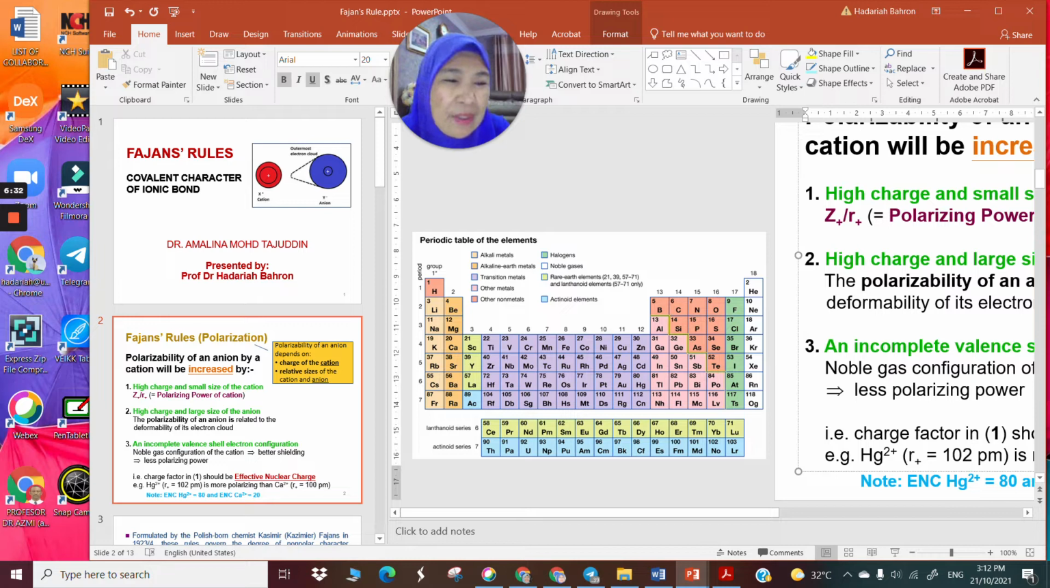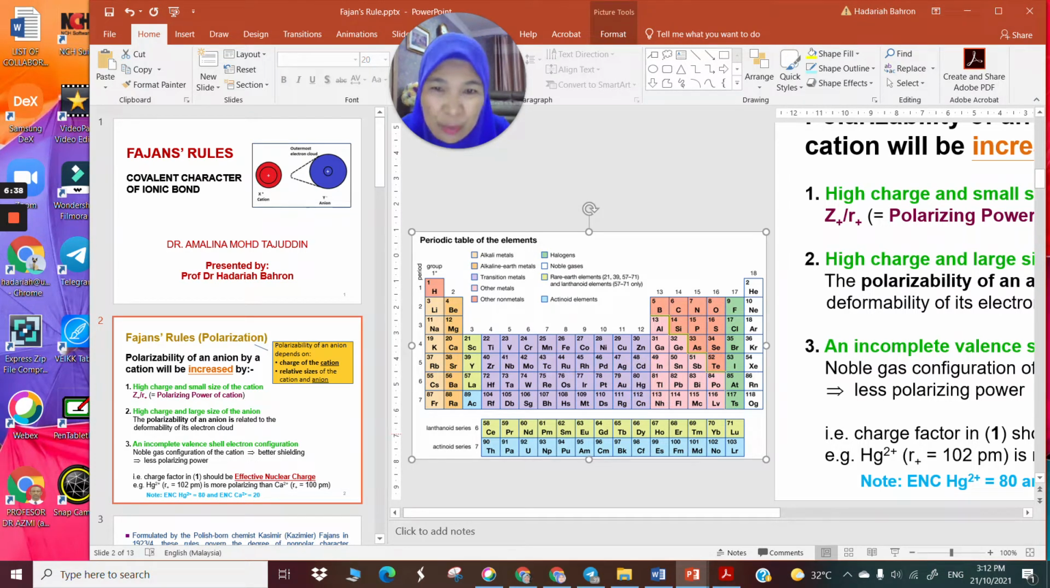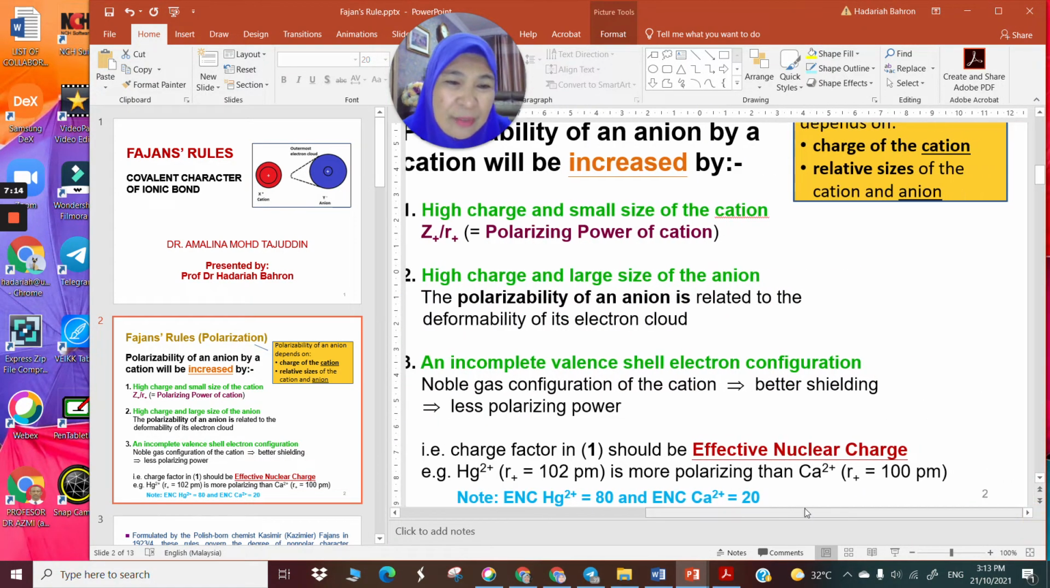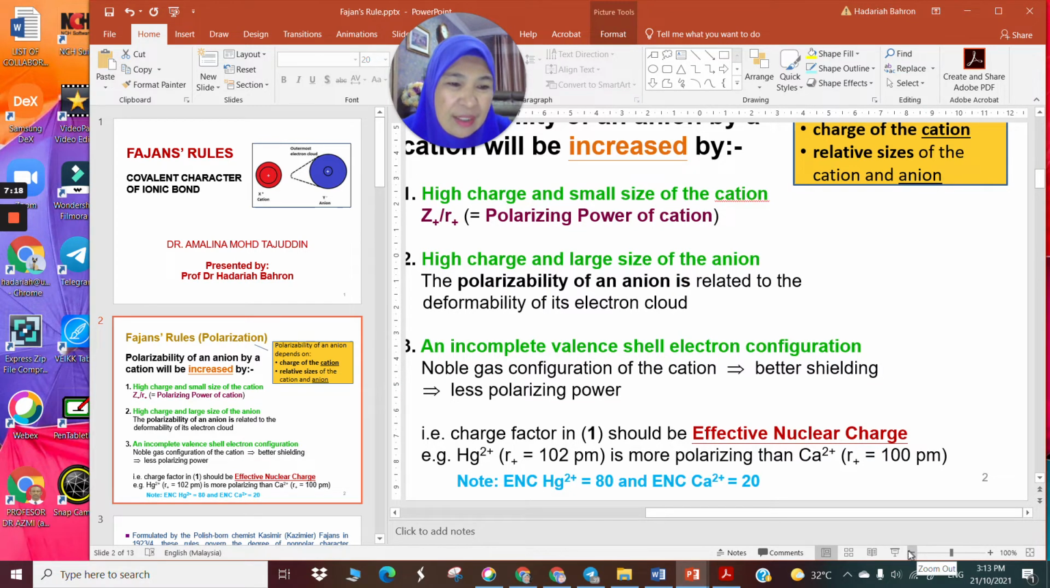So if you look at, for example, mercury, Hg2 plus is here. It has atomic number 80. Atomic number of 80 represents 80 protons in the nucleus of a mercury. So that means the nuclear charge of mercury is very high, 80 plus. Compare it with calcium. Calcium only has 20 protons in its nucleus. So the nuclear charge of calcium is only 20. So comparing, go back here, make it smaller a bit.